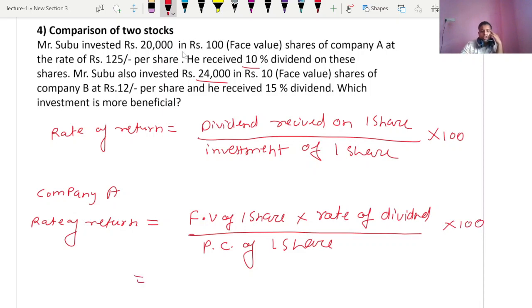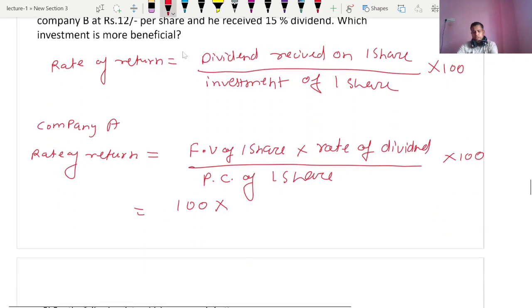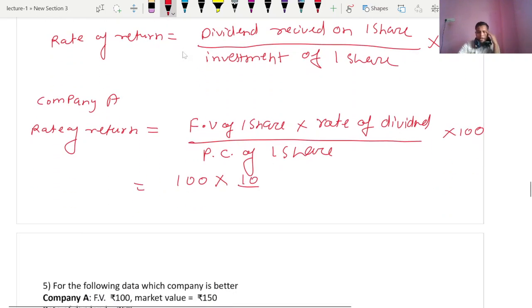Now see, what is the face value of company A? Company A has a face value of 100 rupees. So this becomes 100. Now what is the rate of dividend? The rate of dividend for company A is 10%. Since it is a rate of dividend, we will write 10 by 100. That's why I'm always saying, whenever there is no mention of 100, you have to write the rate of dividend as 10 by 100. Correct? Divided by the purchase cost of one share.